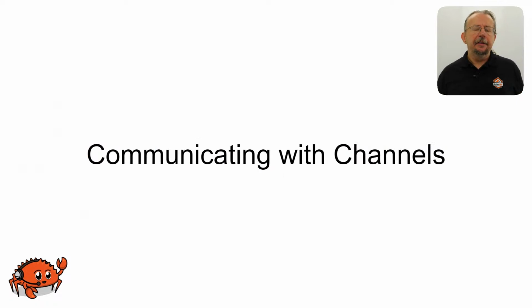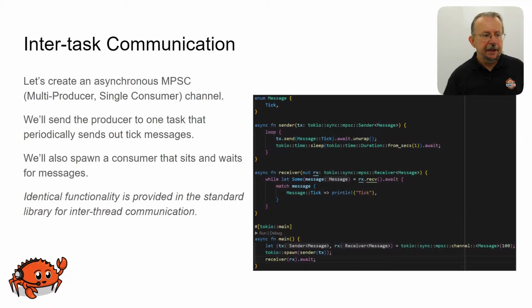All right, so communicating with channels, which is when you have task A that wants to talk to task B. Tokio has a number of channels built in. It mirrors the standard library by providing MPSC, which is multi-producer, single consumer. What it means by that is you can have as many senders as you want and one recipient.